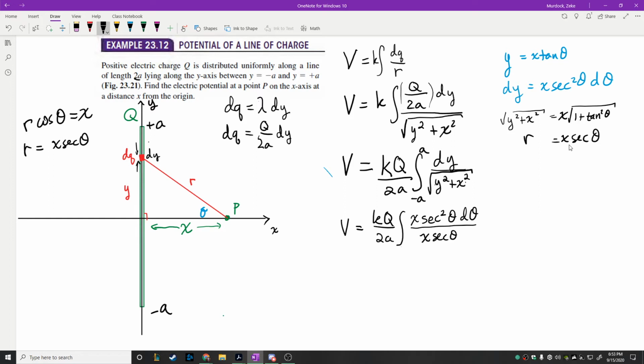And now a lot of this stuff cancels, and what we're left with is V is equal to kq over 2a. Okay, so the x's cancel, one of the secants cancels, so now we have to do the integral of secant theta d theta. What's the integral of secant theta?